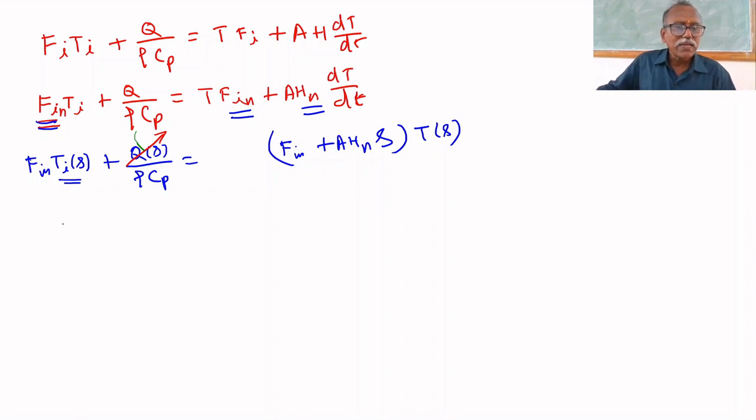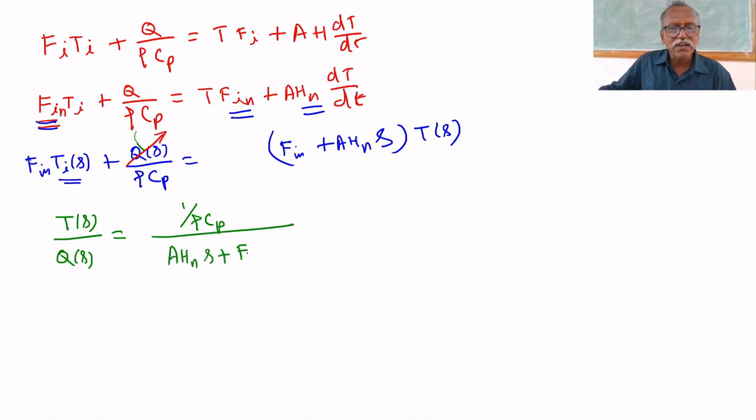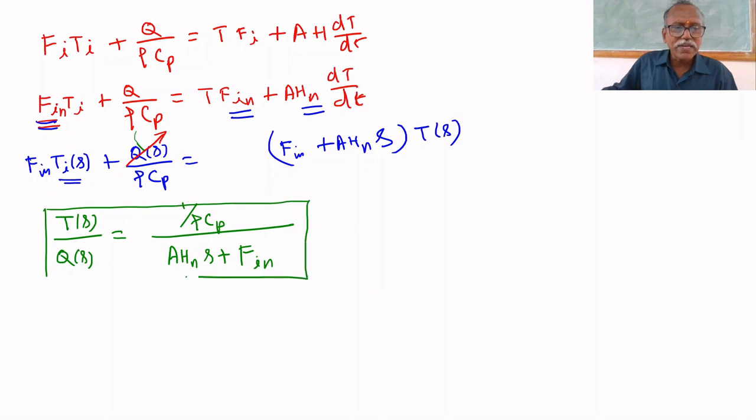Therefore, the mathematical model is T of s upon Q of s equal to (1 upon rho Cp) upon (A Hn s plus Fi nominal). Fi is the inflow rate, the nominal flow rate, so this is also constant. So we got a mathematical model for manipulating Q. Here the input is Q and the output is T.